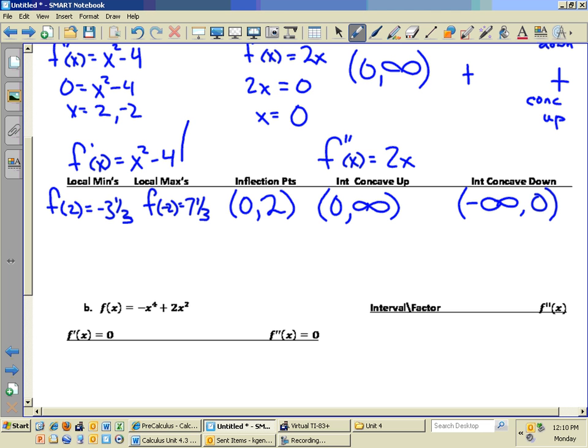Just to remind us one time, if I plug any number in for f prime of x, any number, what will it tell me about the function? Okay, and it will also tell me the increasing or decreasing. And if I plug a number, let's say I plug in the number 5. I get 2 times 5 is 10. What does that tell me about the function? 10 is positive, so that means that it is concave up.